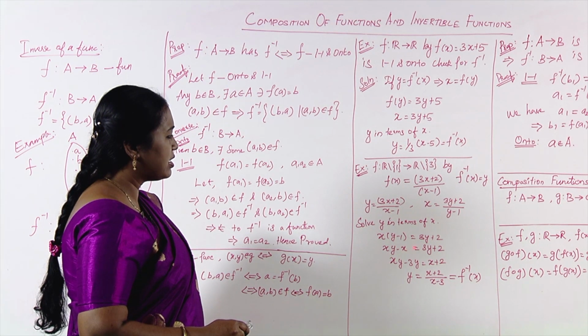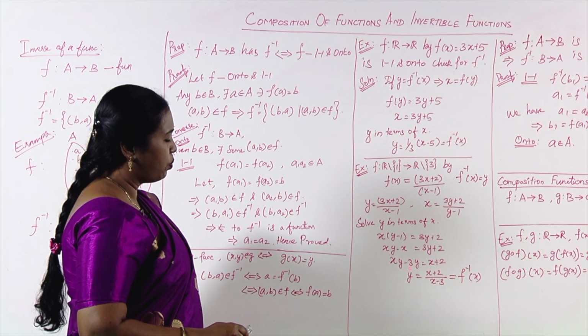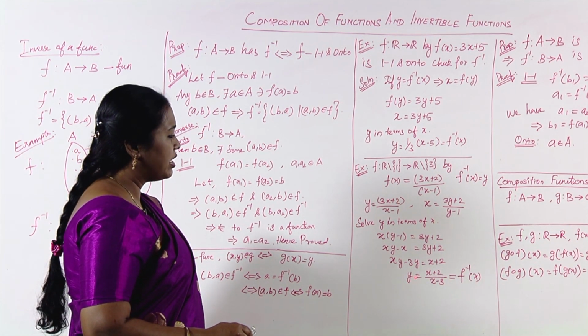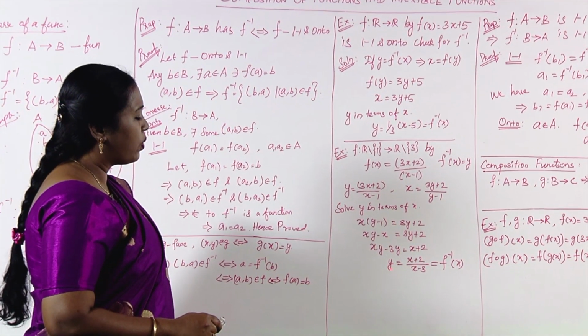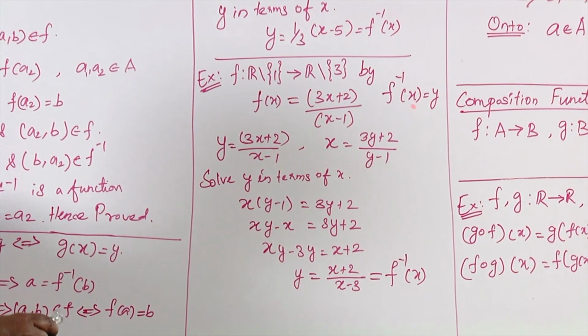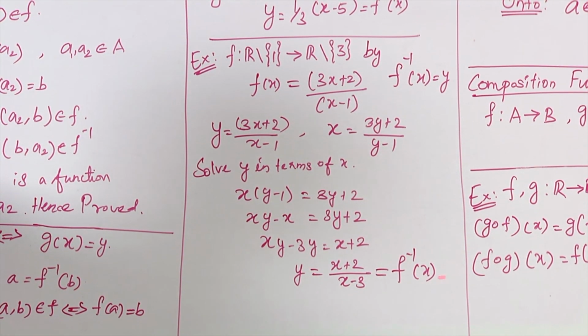So, xy minus x is equal to 3y plus 2. So, bring the y to one side. So, xy minus 3y is equal to x plus 2, and taking y common here, you will get (x minus 3) times y equal to x plus 2, so y is equal to (x plus 2) by (x minus 3), and this will be your f inverse of x. Why? Because f inverse of x is equal to y.